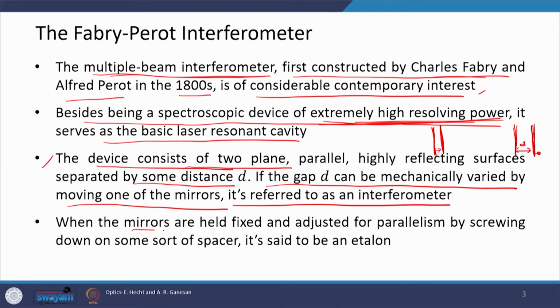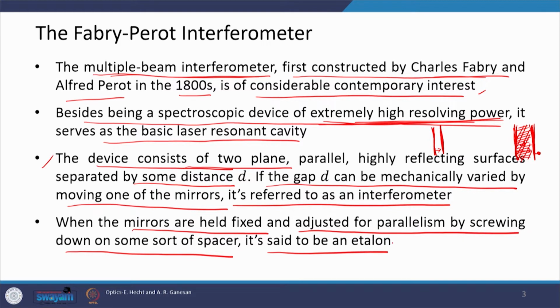While when the mirrors are held fixed, when we fix these two surfaces and adjust for parallelism by screwing down on some sort of spacer, suppose we fill the space between the two mirrors or two surfaces with some filler or spacer, then we would not be able to change the separation between the two mirrors. The d is fixed now. In this case, the interferometer is called an Etalon. You can use interferometer and Etalon almost synonymously. The only difference is that when d is fixed and the parallelism is set, it is an Etalon.